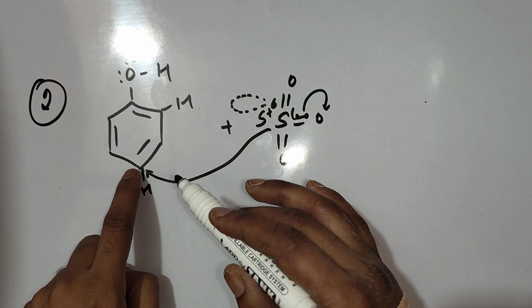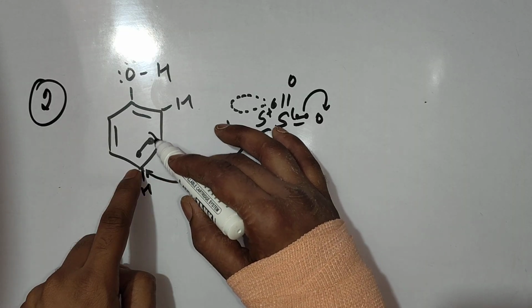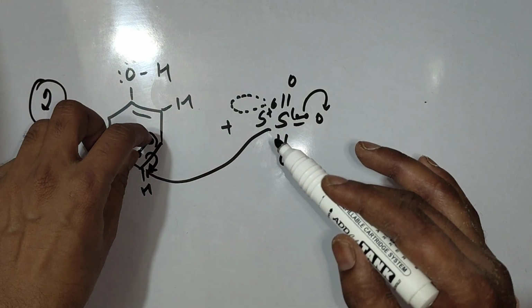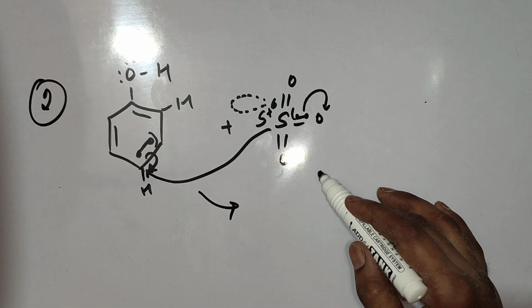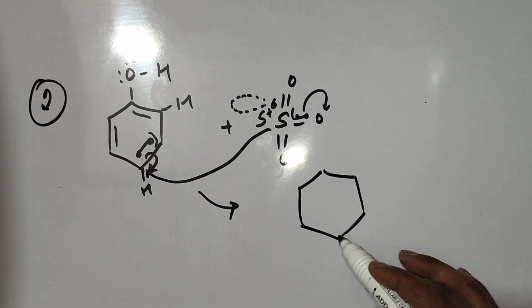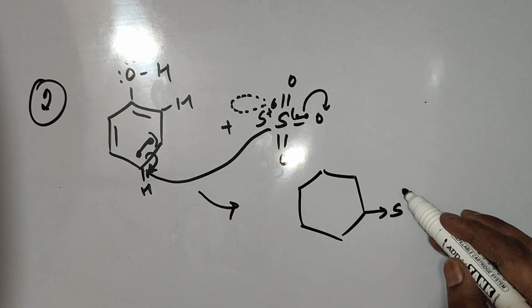The responsibility will be of this carbon to provide electrons. How? By bringing these pi electrons toward itself. These pi electrons it will use to make a dative bond with sulfur. So the next condition generated will be this. Between sulfur and carbon, a dative bond will generate.